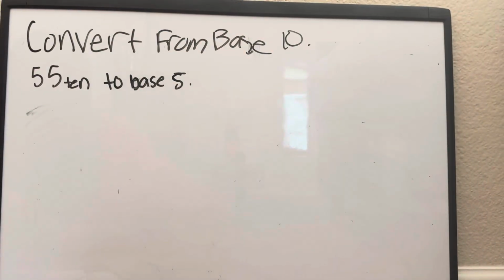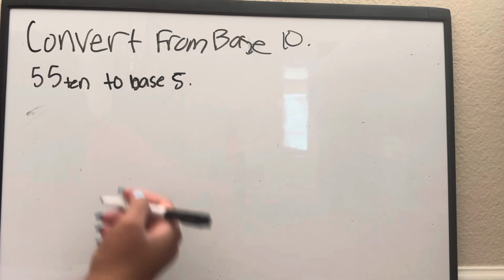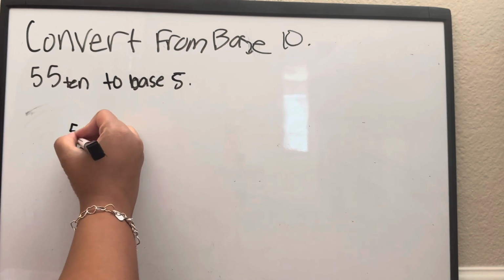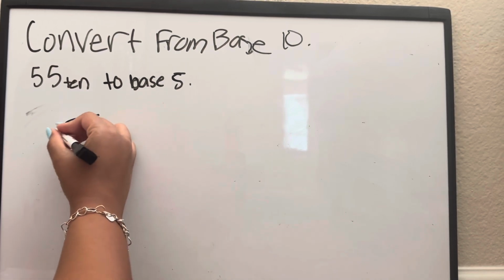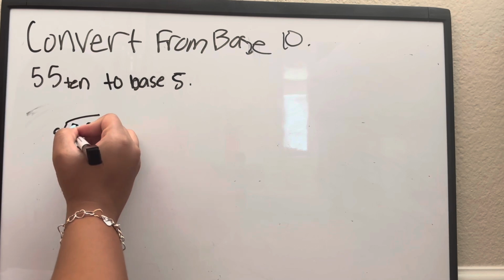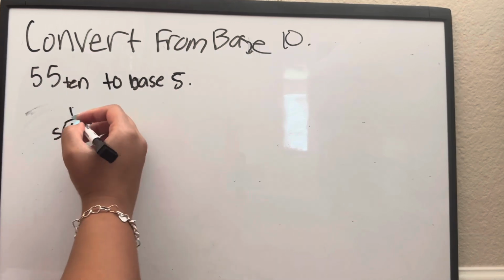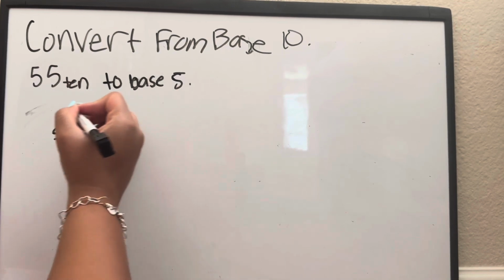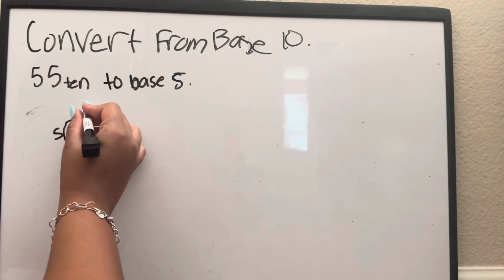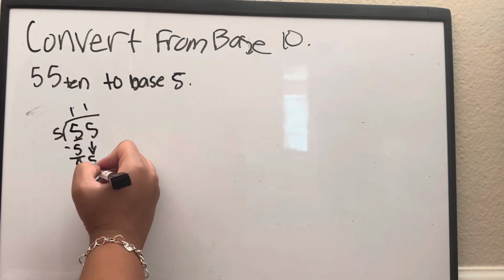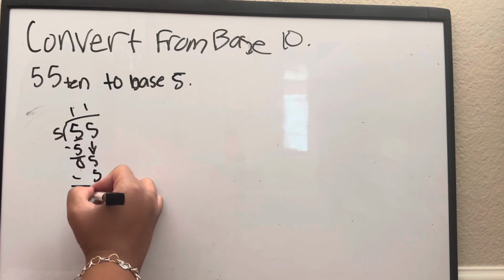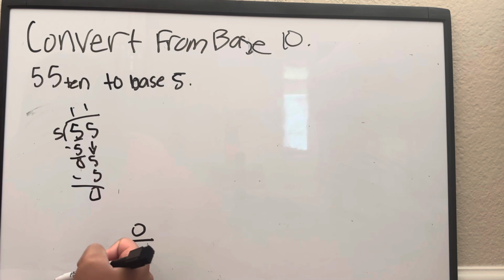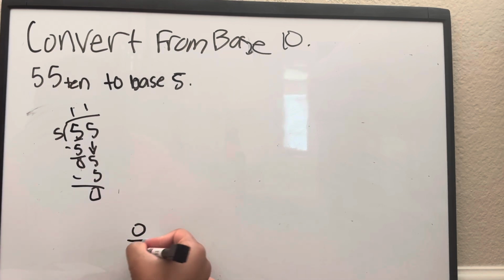So here's our first example on how to convert from base 10. The way that I find easiest is to do the division method. So we're going to do 55 divided by 5. How many times can 5 go into 5? Once. 5, 0. Bring down the 5. And then how many times can 5 go into 5? Once. So 5 times 1 equals 5, and we are left with 0. So our first one will be 0, which is 5 to the power of 0.